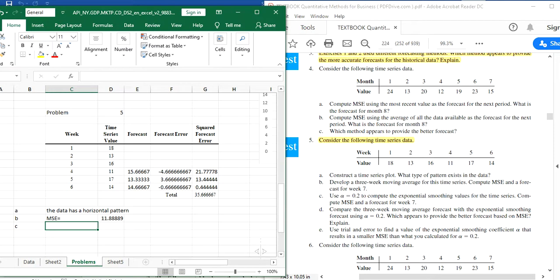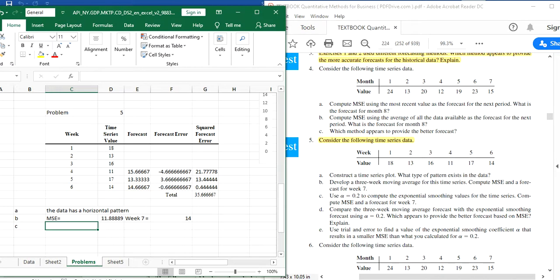C. Okay, we are moving to exponential over here. Using A equals 0.2, use the exponential smoothing model for the time series. Compute MSE again and forecast week 7. Okay, so we have this here, and week 7 equals, drag down one step and we obtain that one. Okay, 14. How did we do that? The sum of 14 plus 17 plus 13 divided by 3.